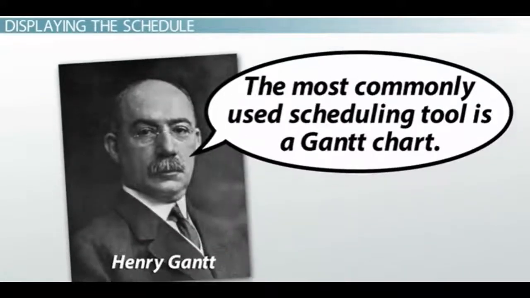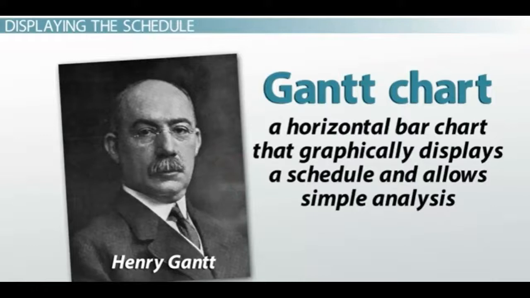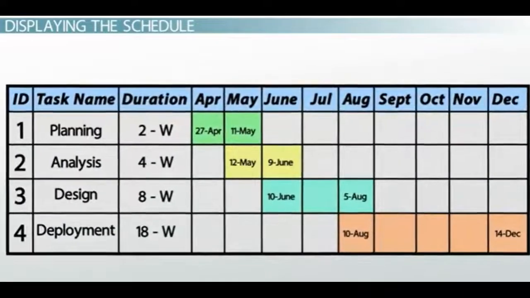A Gantt chart is an improvement on a simple task list and is the most commonly used scheduling tool. A Gantt chart, named after Henry Gantt, who popularized the chart during World War I, is a horizontal bar chart that graphically displays a schedule and allows simple analysis. A Gantt chart for our email upgrade project might look like this.